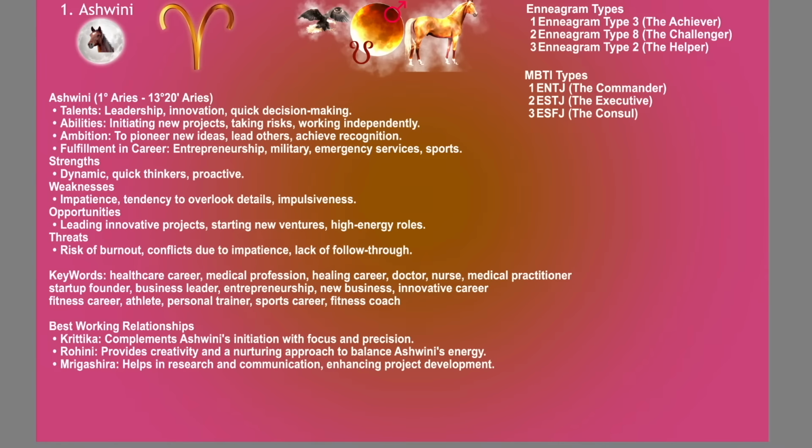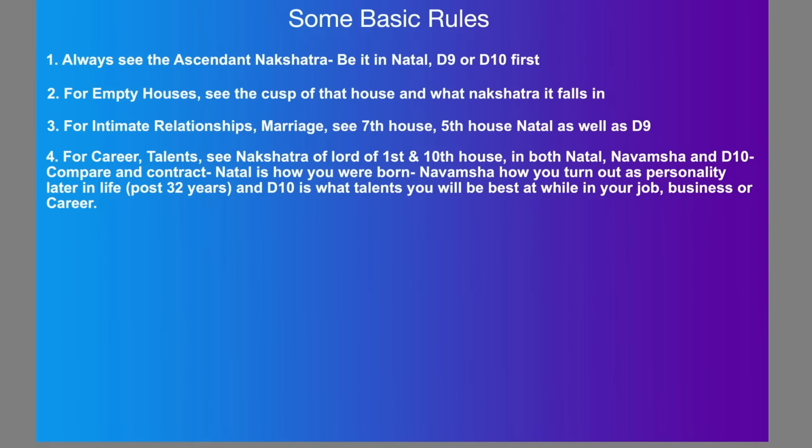Okay. The rules are basically the same. To begin with, you can start with these 4 basic sets of rules. How do I start? If I have my Vedic astrology chart in front of me, the Natal, the Navamsha, the D10, how do I start? Always first see the ascendant nakshatra, be it Natal, D9 or D10. That's the first starting point. For empty houses, if your 10th house is empty or your first house is empty, see the cusp of that house and what nakshatra that falls in. That would also be a good start because we are seeing it from a nakshatra point of view here.